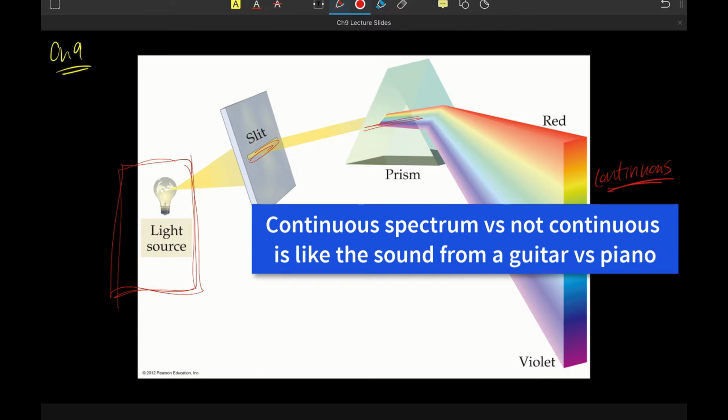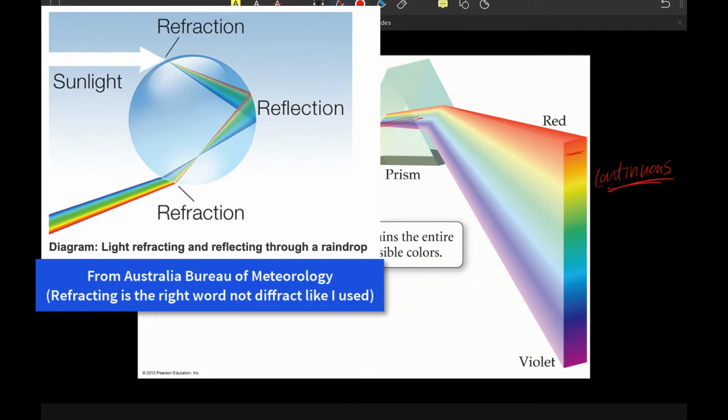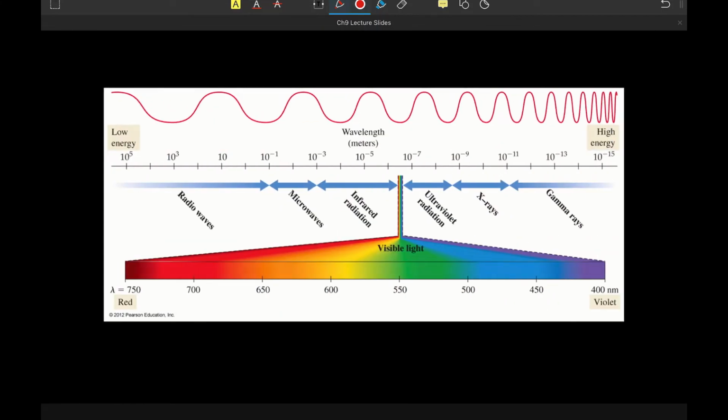There's not red and then a space, then orange and then a space, then yellow. Red blends into orange, blends into yellow, and so it's a continuous spectrum. We see every single color and every shade of every color. It's the same principle as a rainbow. Rainbows work the exact same way, except instead of a prism, it's raindrops.